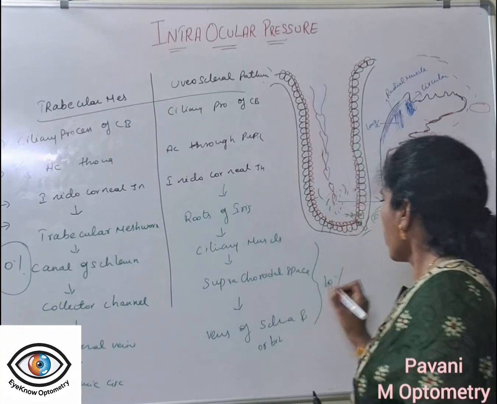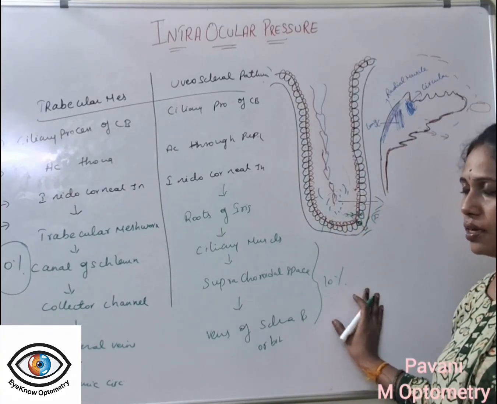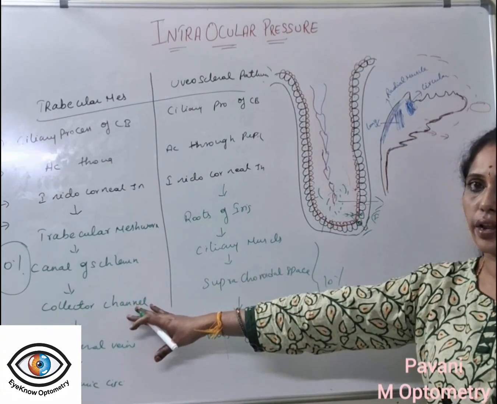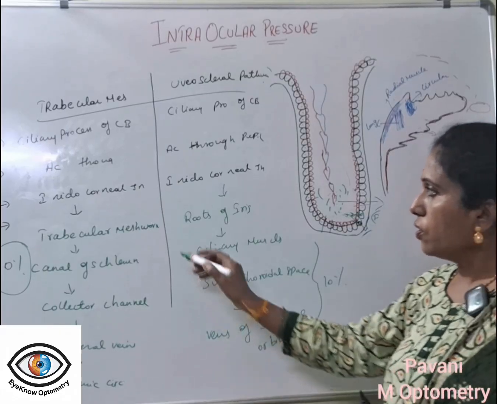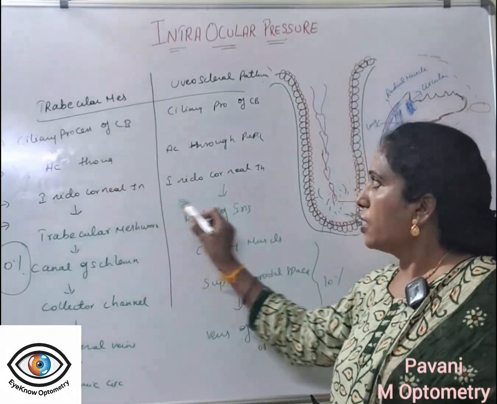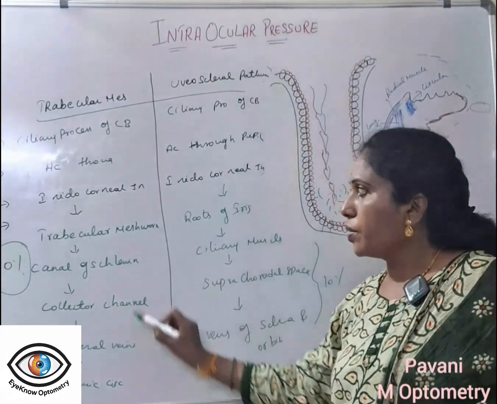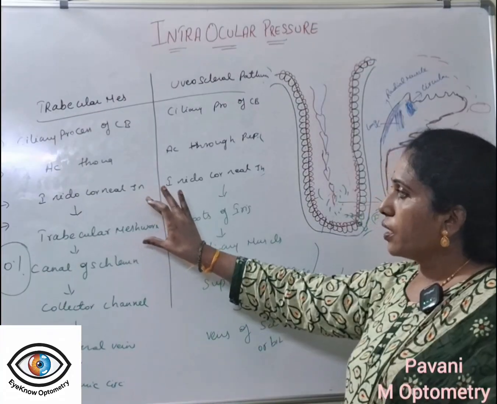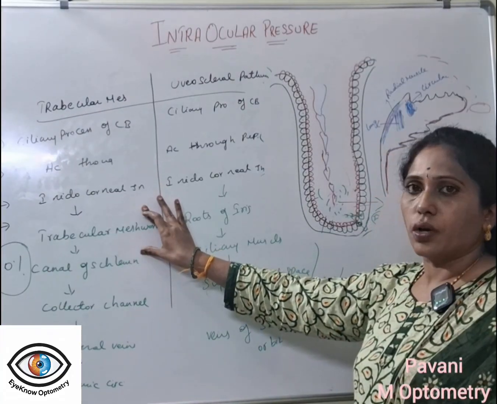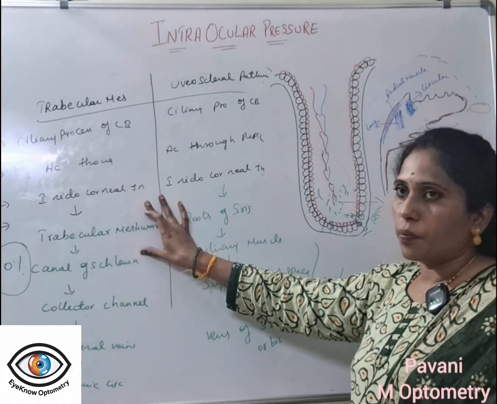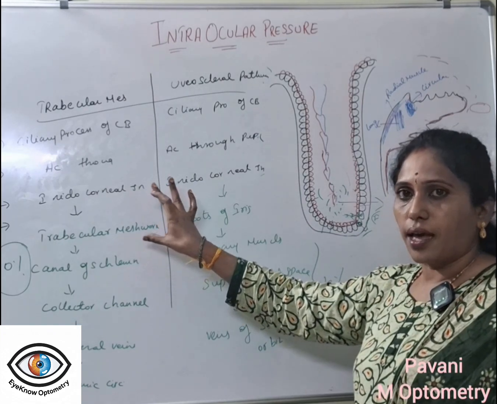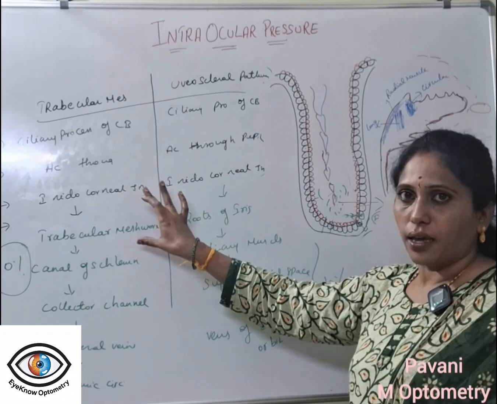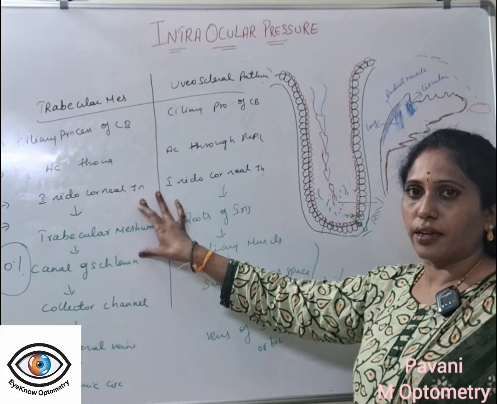So 10% of the drainage will take place here, 90% of the aqueous humor drainage will take place here. So circulation will be the same. Drainage will be from the trabecular meshwork and from the roots of the iris. So when there is a blockage in the trabecular meshwork, there won't be proper drainage of the aqueous humor. As a result, IOP, intraocular pressure, increases and leads to glaucoma.